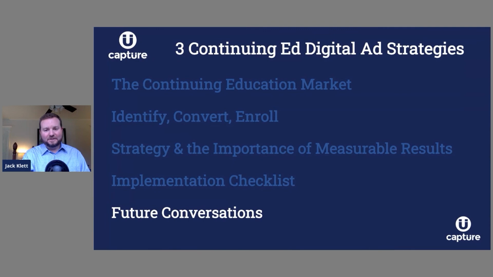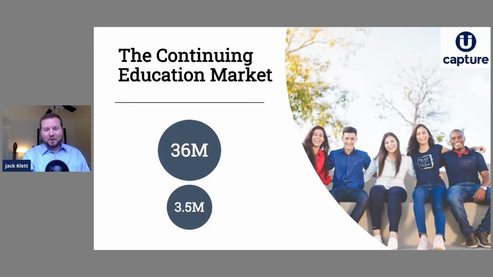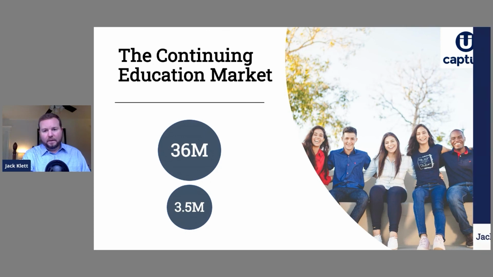Future conversations. With 36 million adults with college credits but no degree, 3.5 million of them having a high potential to re-enroll and complete, it is so critical that you identify these future students, that you're able to nurture them, forge relationships with them that ultimately will lead to their conversion and enroll them.